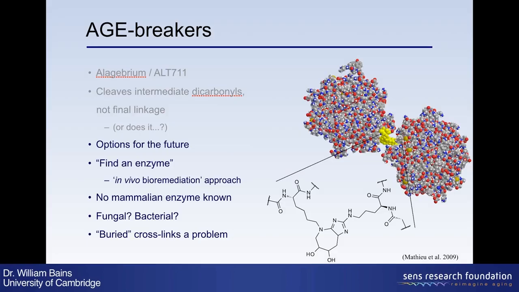Options for the future then, if this isn't the right molecule, what might be? Well, you could look for an enzyme that chops this structure up. The problem with that is this structure is sort of buried in between proteins. It's going to be quite hard to find an enzyme that can really get at that. This is what's called in vivo bioremediation. Bioremediation is clearing up environmental waste using microorganisms.